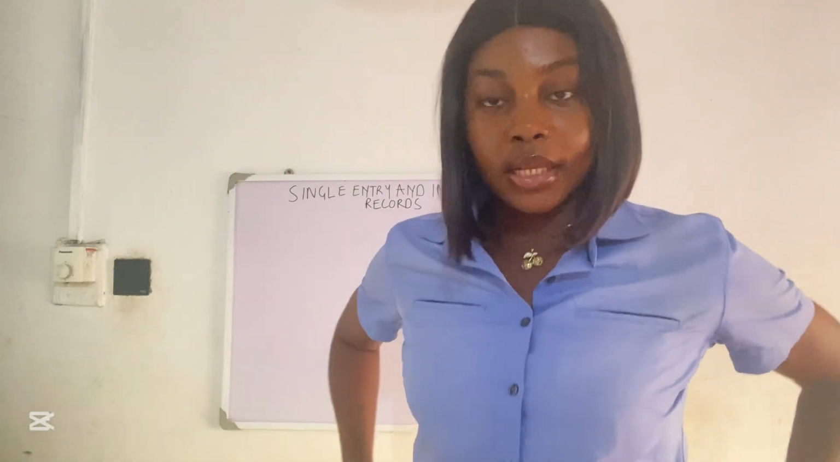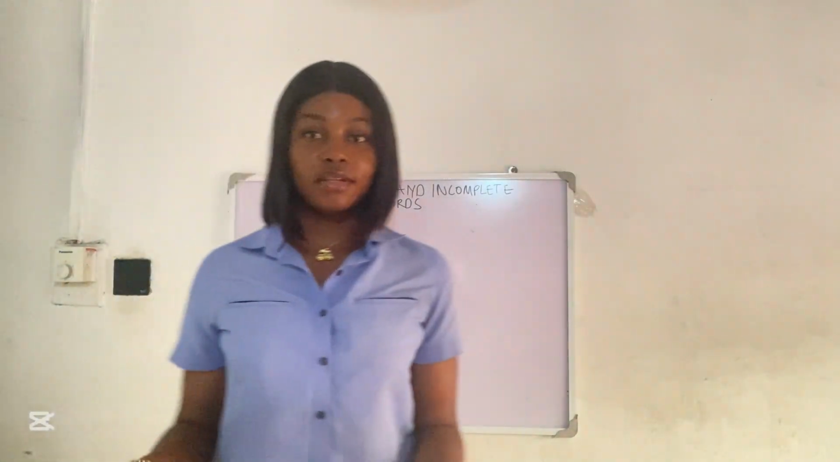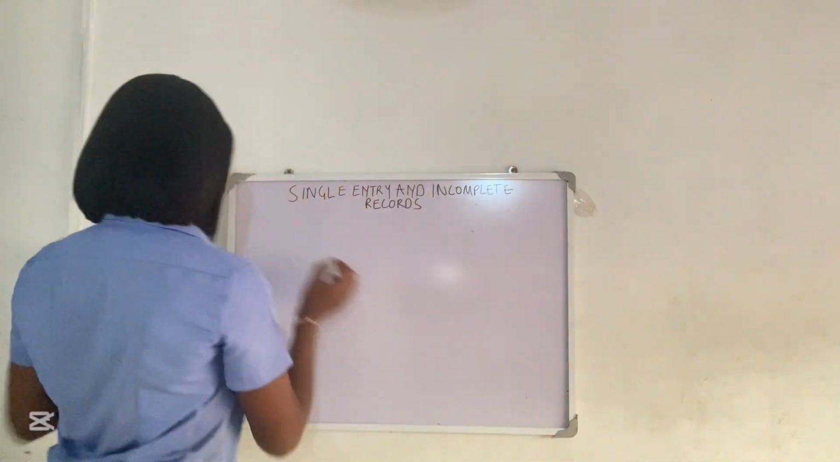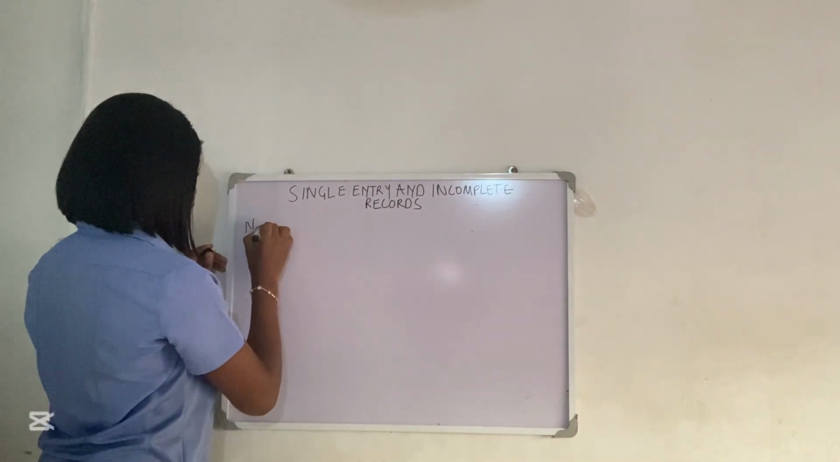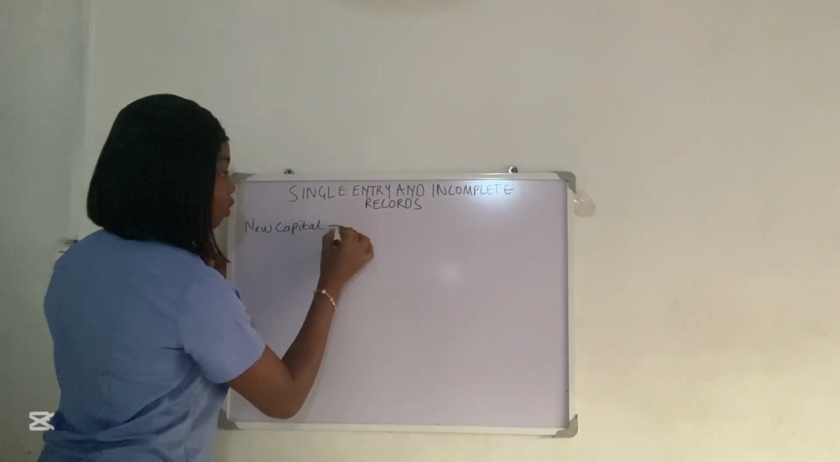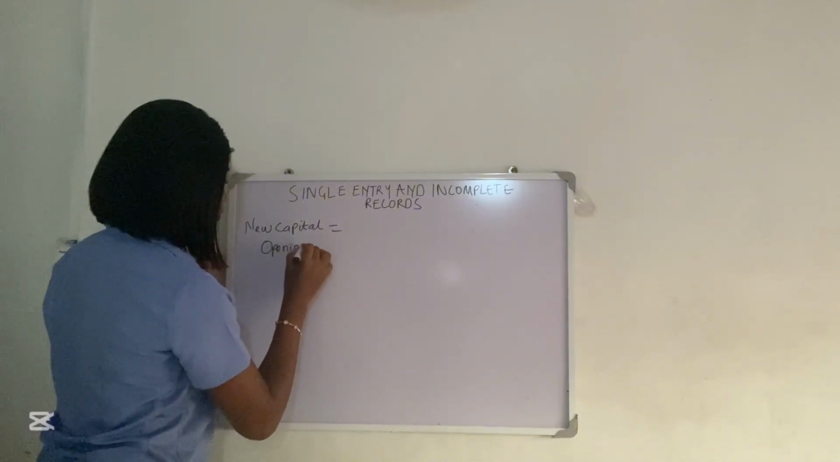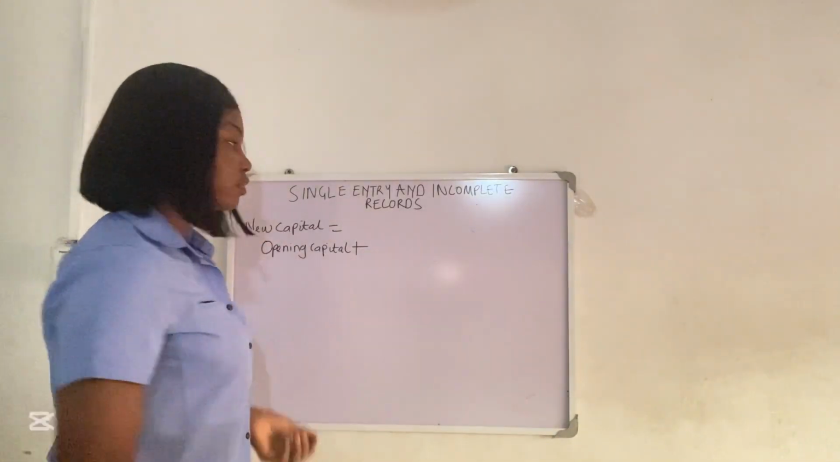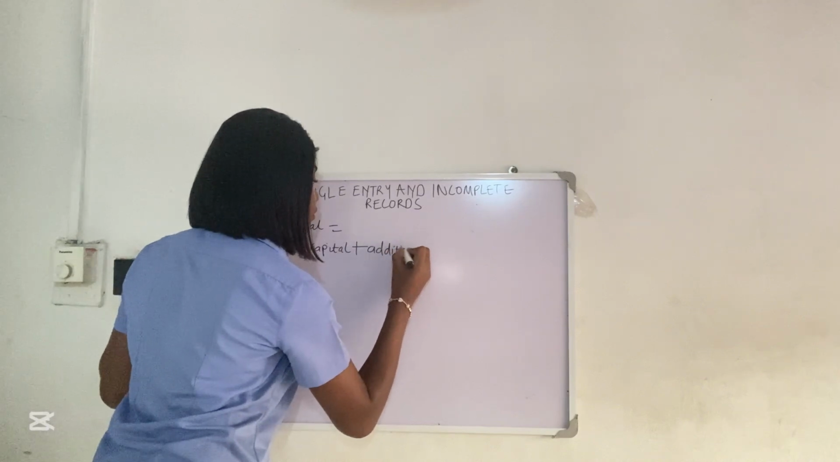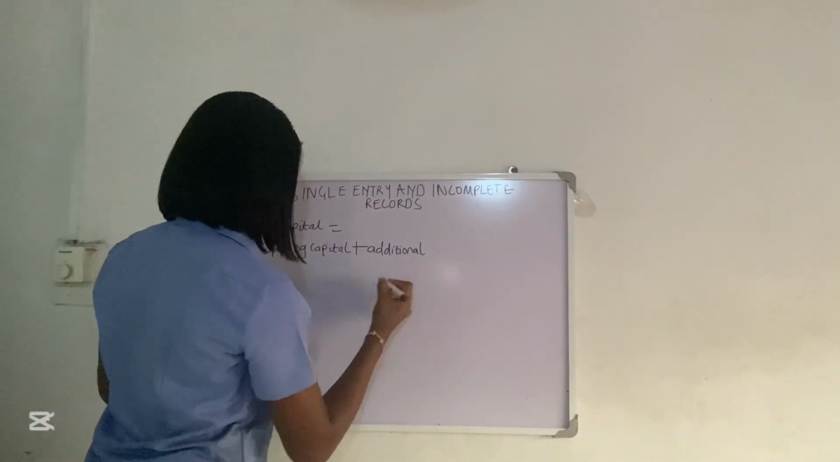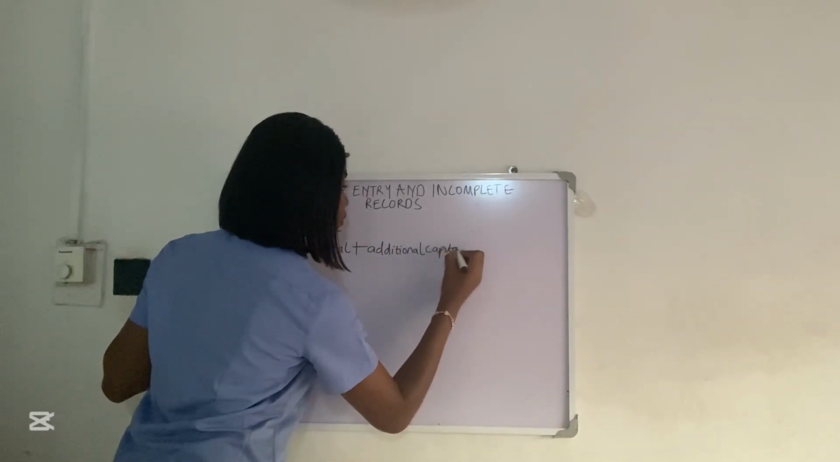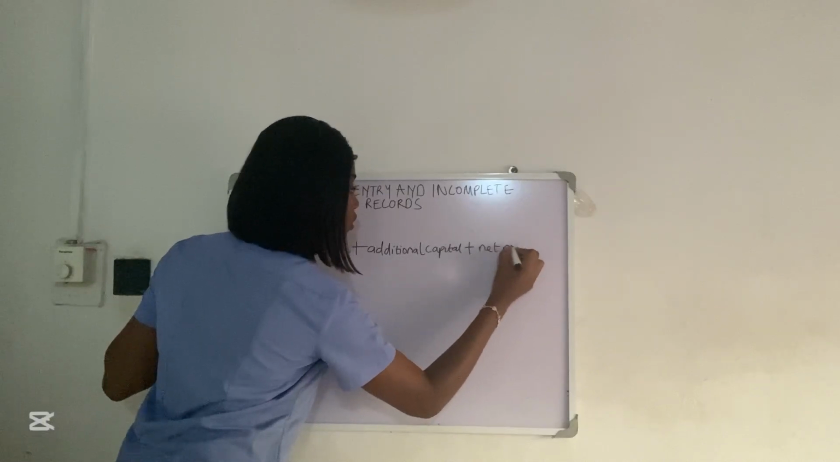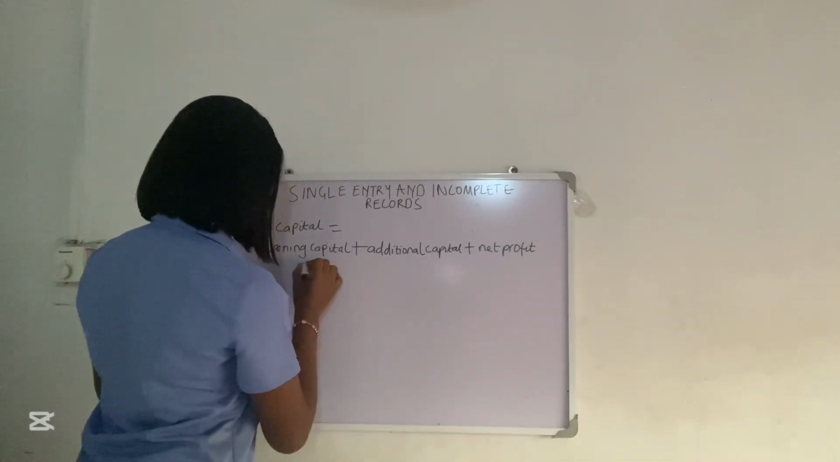From the formula, changing the subject of the formula, we'll be able to get our profit. I just want to give the formula before I start solving some exercises. So to get your new capital is equal to your opening capital, plus additional capital, plus your net profit, then you less your drawings.